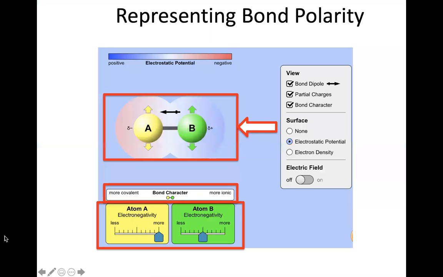This right here, this is where we ended up at the end of that simulation. I have two different electronegativities for the different atoms. I've got one then that is the more electronegative that has a partially negative sign on it. The less one, that's the partially positive. And there's a bond dipole that's pointed to the more negative region.